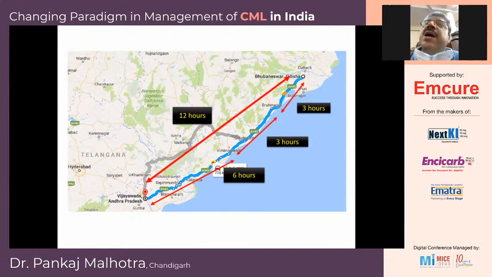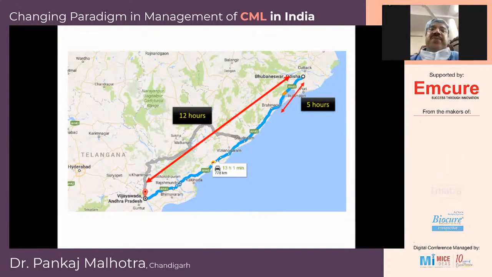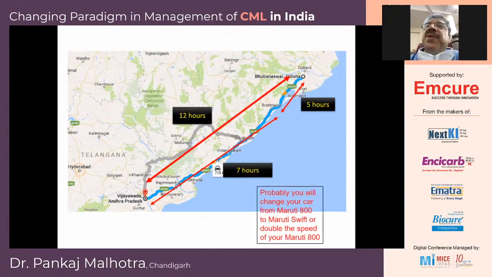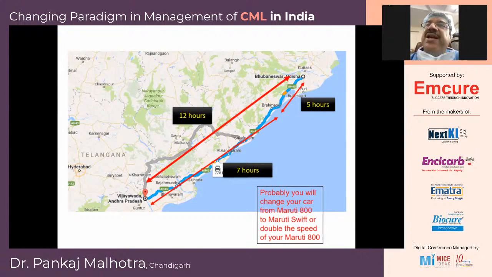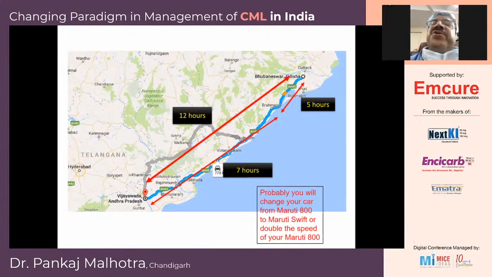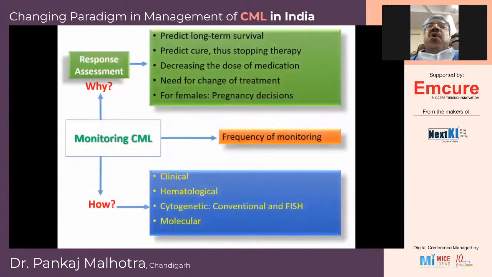Now, let's say you start from Puri, but it takes 5 hours to reach Brahmpur, which basically means that you need another 7 hours to complete this distance. That means either you need to change your car. That means if you are on imatinib, then you need to change to the second line TKI, or you double the speed of your Maruti 800. That means you double the dose of imatinib, which I feel is still an option for very poor Indian patients who cannot afford the second line TKI. So this is what is monitoring.